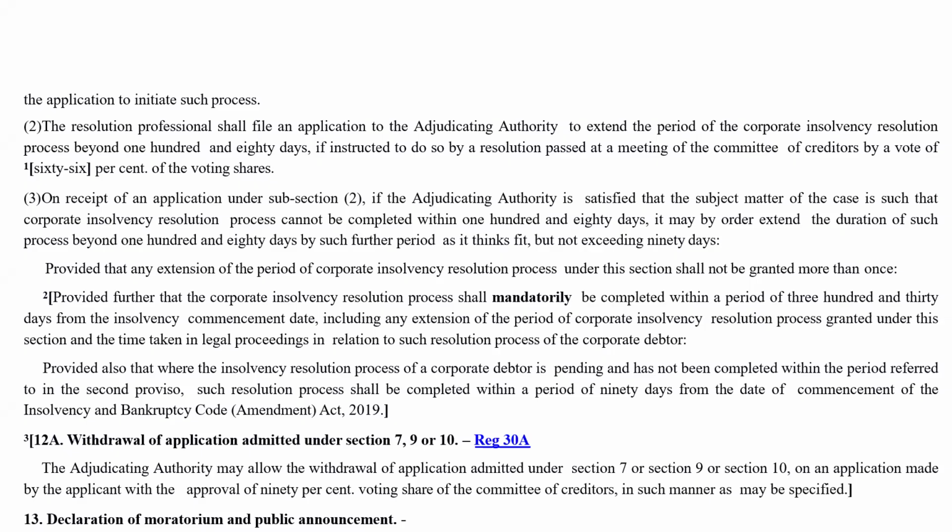But it says it shall mandatorily be completed, right? Including any extension and the time taken in legal proceedings. But the word mandatorily I have highlighted because this word mandatorily also has to be read ordinarily. So naturally, every endeavor should be made to complete within 330 days, but there could be situations where CIRP may not be completed even within 330 days, right? And because this amendment came at a later date, they say that if any CIRP is pending, then another 90 days shall be granted.